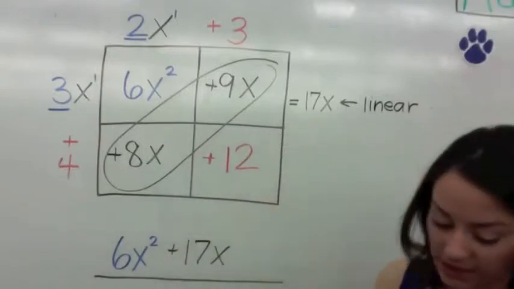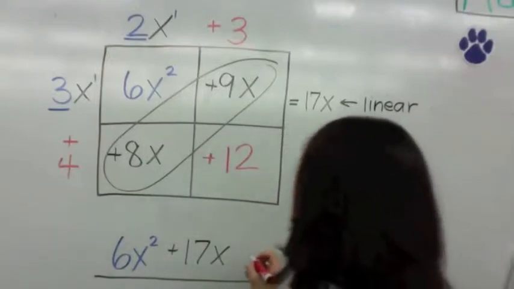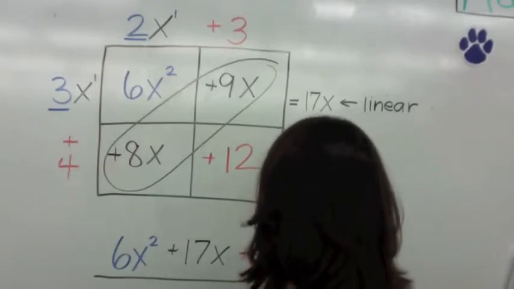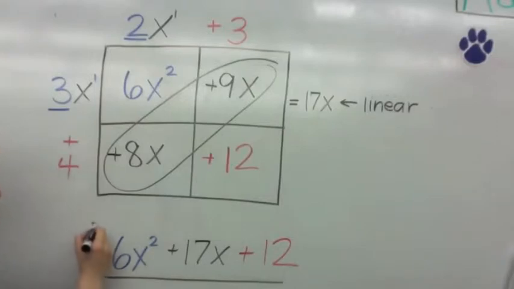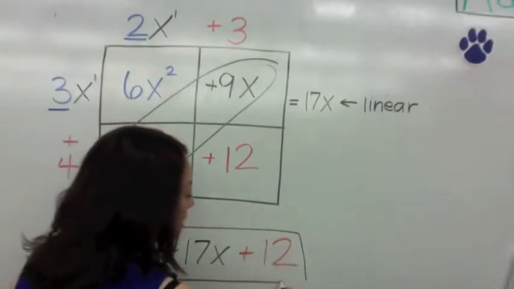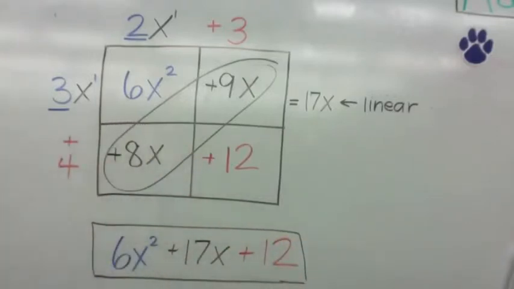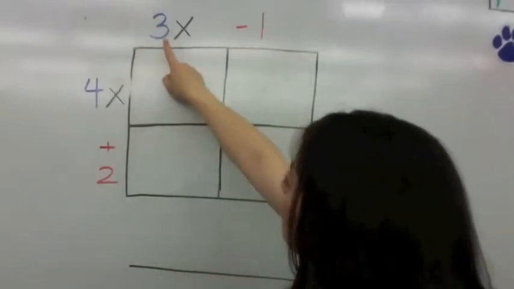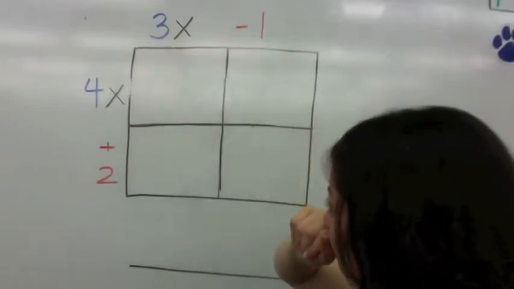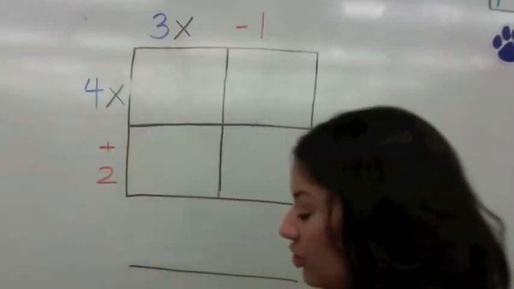And what about the constant? That's in red. The constant is just a number by itself. It is positive 12. Very nice. So this is the equation that you get after you multiply these binomials together. We have, in parentheses, although you don't see them, this is 3x minus 1 multiplied by 4x plus 2.